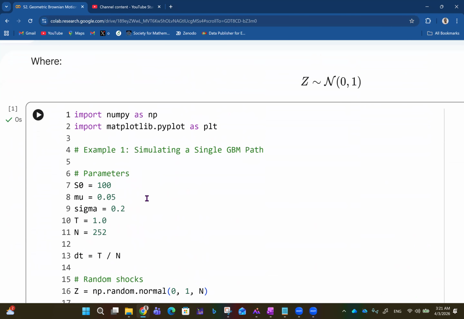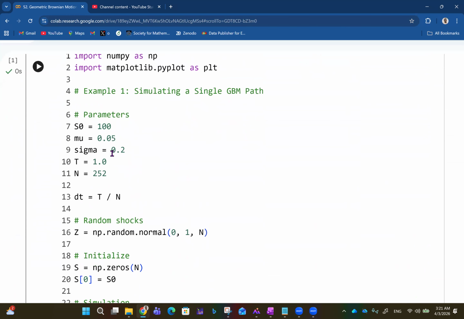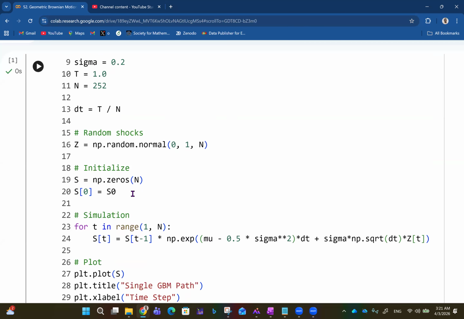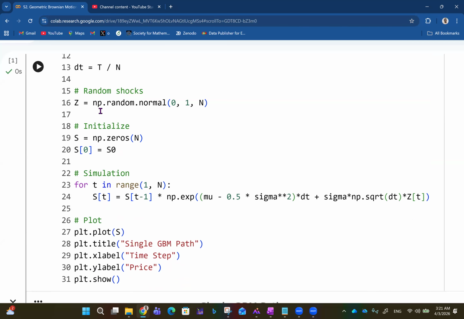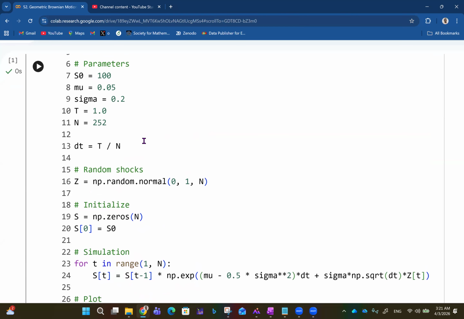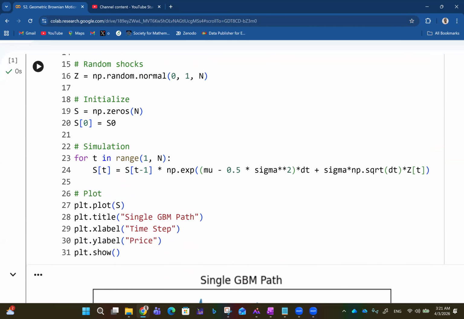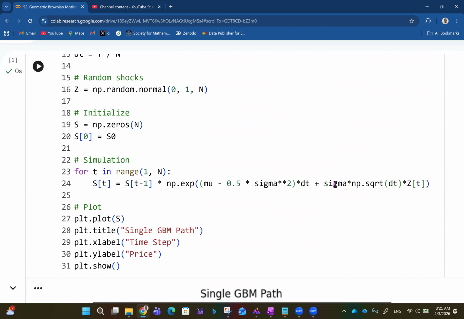So you have parameters: S naught is 100, mu is 0.05, that's the growth rate, sigma is the volatility of 0.2. We take time to be 1.0. N is 252. Then dt is T over N. Then we can have random shocks, where Z is random. And then we initialize S as np zeros, in 252 places. Then we simulate now. So this is us writing out the formula as S naught exponent of the whole expression we have up there.